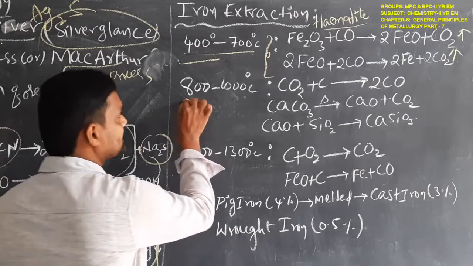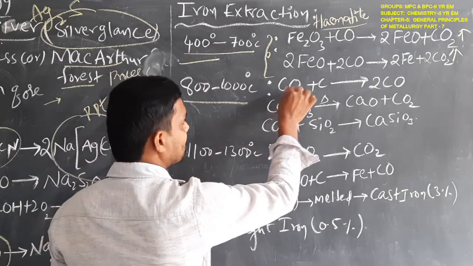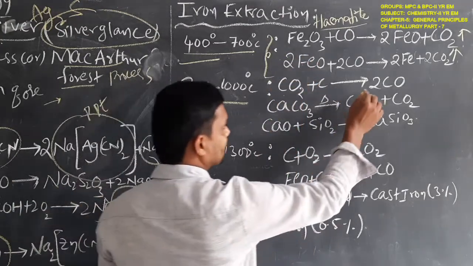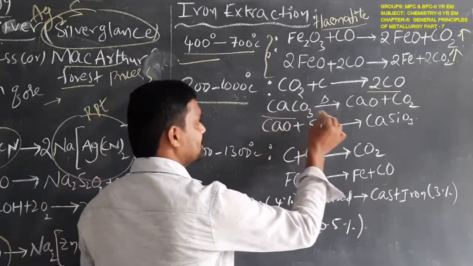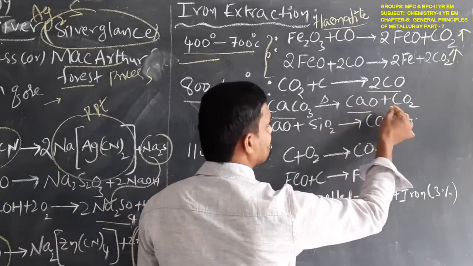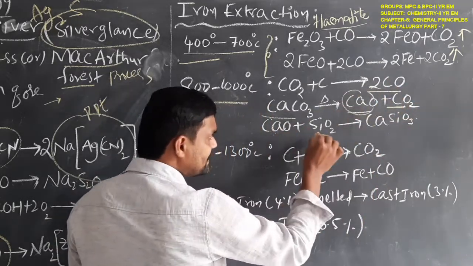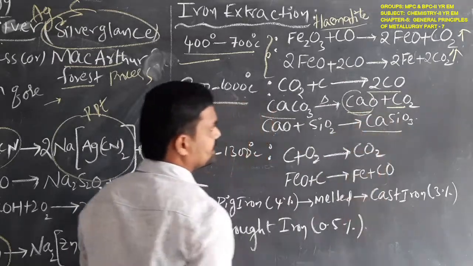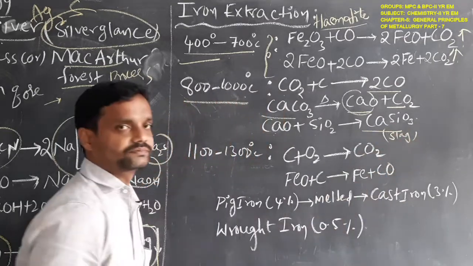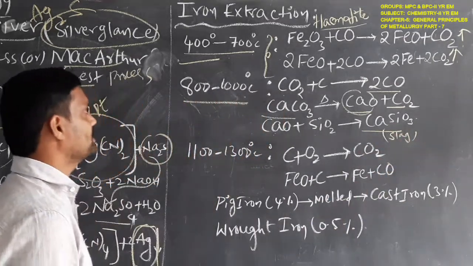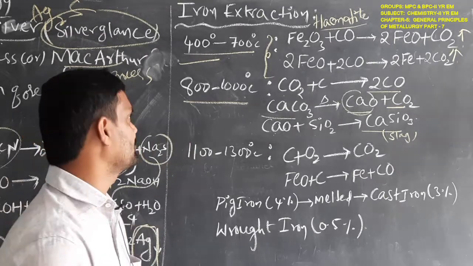At 800 to 1000 degrees Celsius, the carbon dioxide reacts with the coke and is converted to carbon monoxide, and the calcium carbonate dissociates into calcium oxide and carbon dioxide. This calcium oxide reacts with the silica and is eliminated in the form of calcium silicate as a slag. So these are the reactions possible in the blast furnace at 800 to 1000 degrees Celsius.